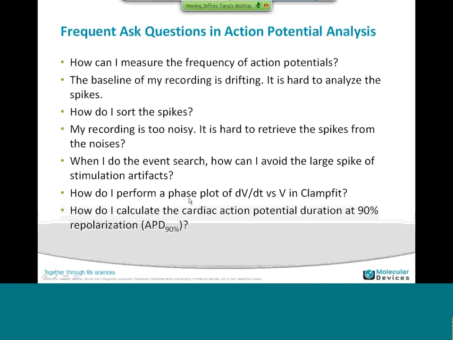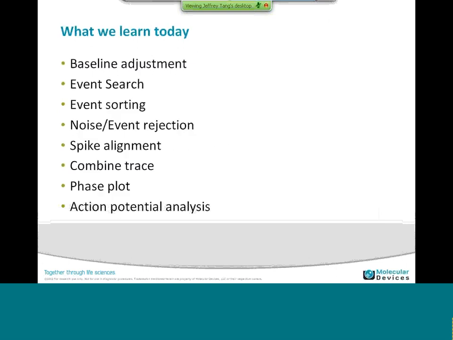How do I perform a phase plot of dV over dt versus voltage in Clampfit? And also, how do I calculate the cardiac action potential duration at 90% of repolarization? So today I'm going to address all those questions.